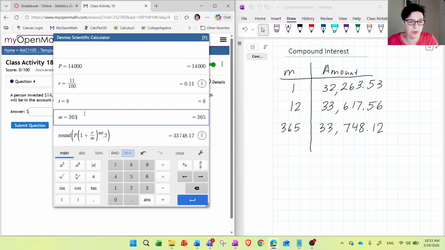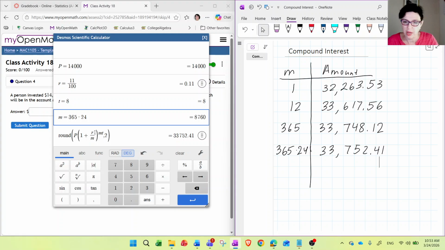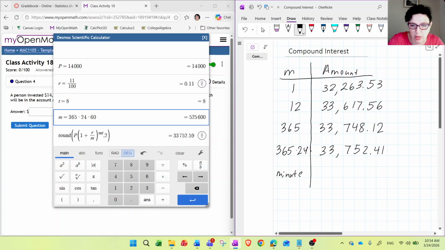Now, what if instead of daily, it was every hour? Well, there are 24 hours in a day, so I'm just going to multiply this by 24, 365 times 24. And that's now 33,752.41. So it is a little bit more, about $4 more. Now, what if instead of hourly, you're doing it every minute? That's multiplied by 60. This is even more often. So this is again 33,752.59. The only difference we can see is in cents.